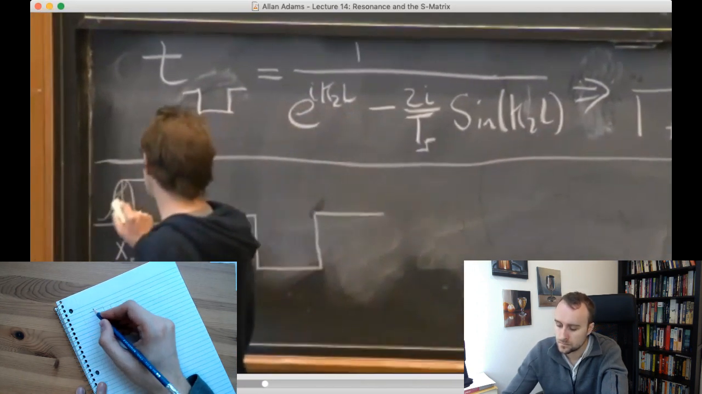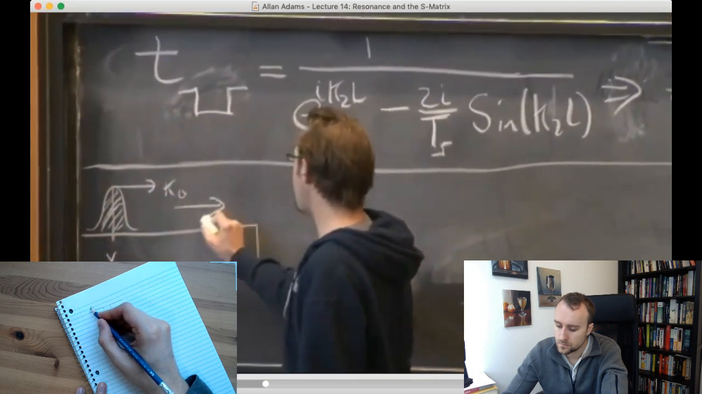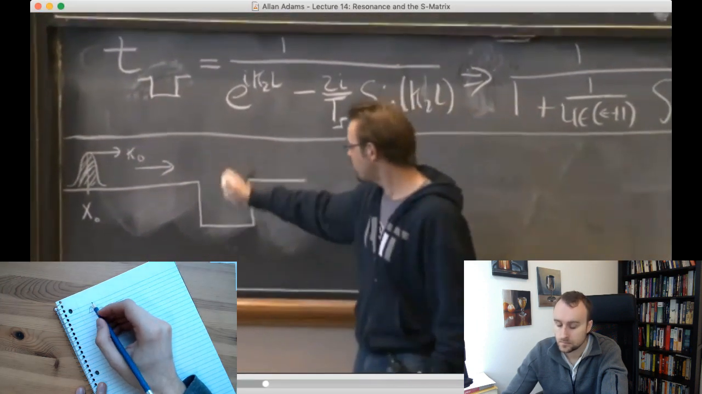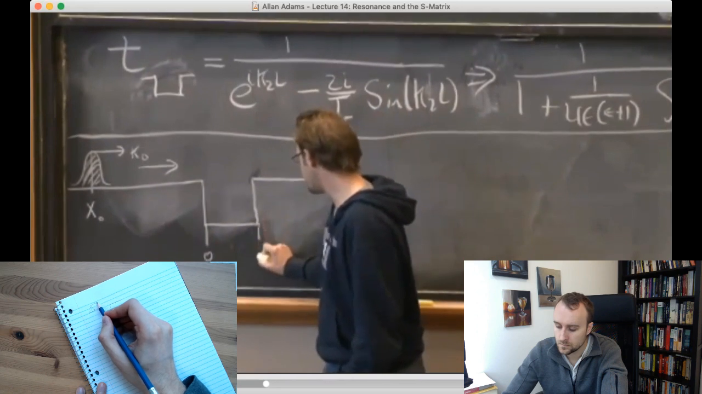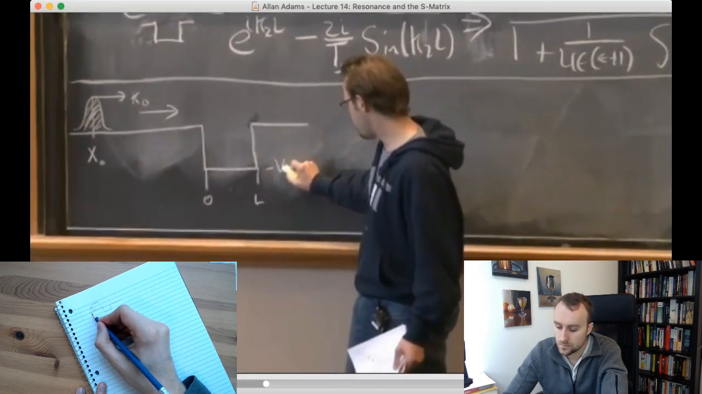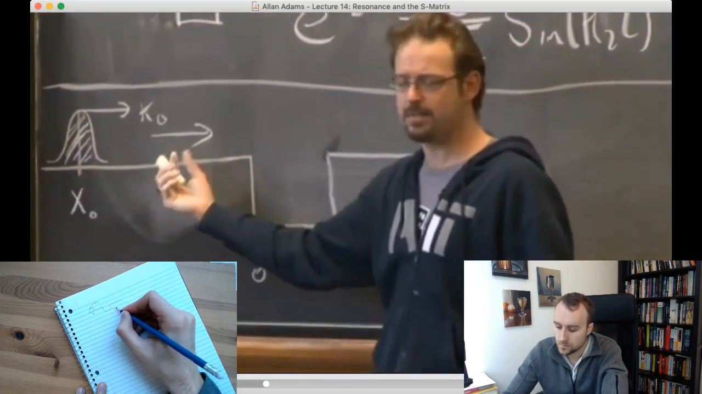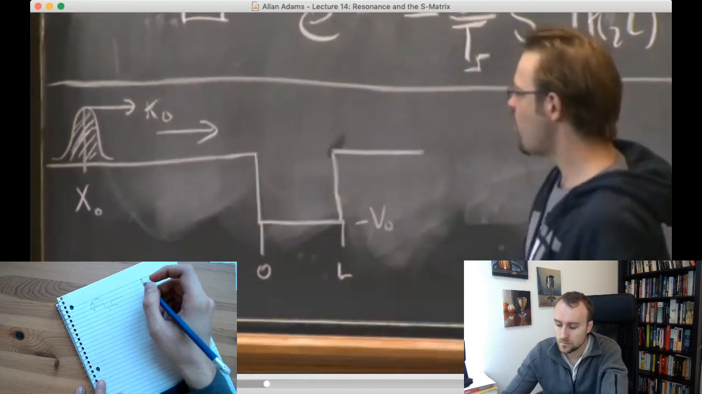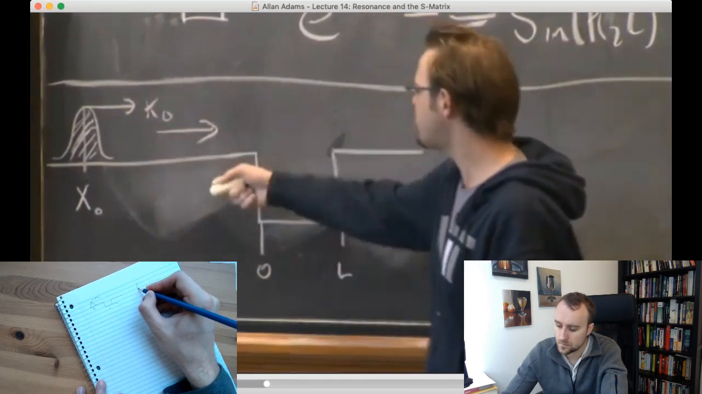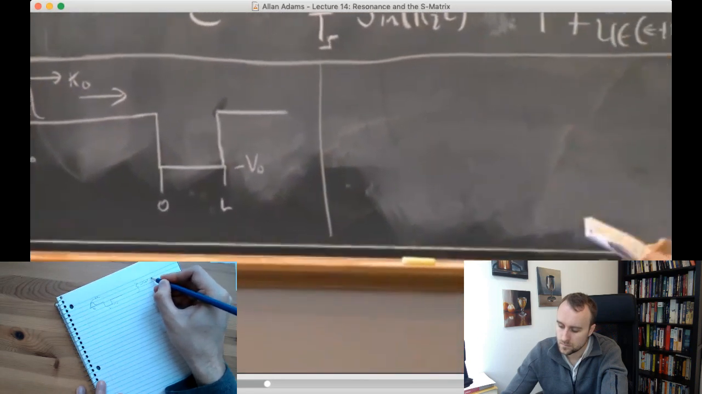And the question we really want to ask when we talk about scattering is what happens to this beast as it hits the barrier, which I'm going to put the left-hand side at 0 and the right-hand side at L, so let the depth be minus V naught again. What happens is this incident wave packet hits the barrier and then scatters off. Well, we know what would happen if it was a plane wave, but a plane wave wouldn't be localized.